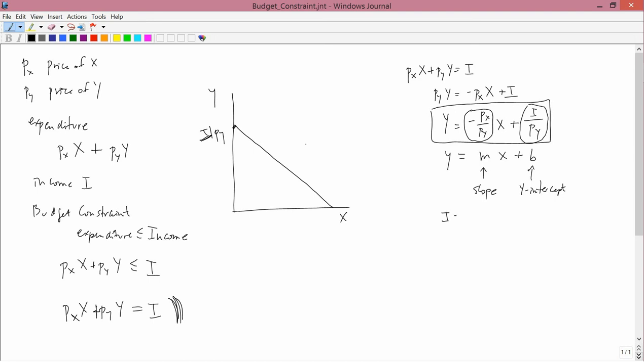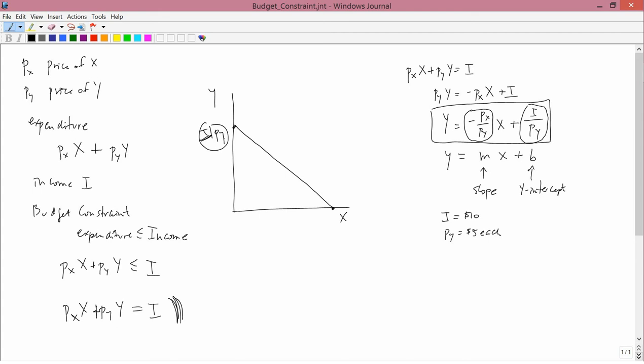suppose your income was $10 and the price of y was $5 each. If you spent all your money on y, how much could you buy? You could buy two of them. How do you figure that out? 10 divided by 5 is 2. So that's 10 divided by 5, in other words, I divided by py, which is just what I wrote here.